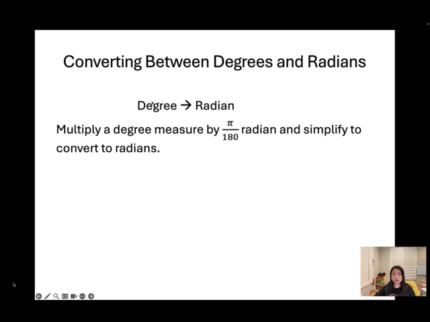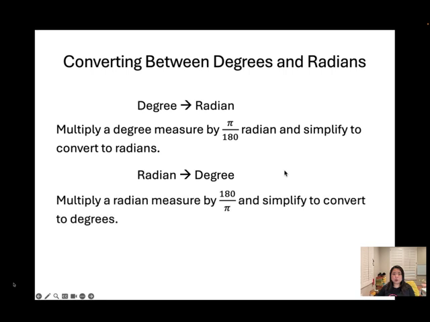When you have 90 degrees, so 90 degrees times pi over 180, that will be pi over 2. If you have the radian and you want to convert it to the degree, then you're going to multiply by 180 over pi. Let's say you have 2 pi. 2 pi times 180 divided by pi is going to be 360 degrees.